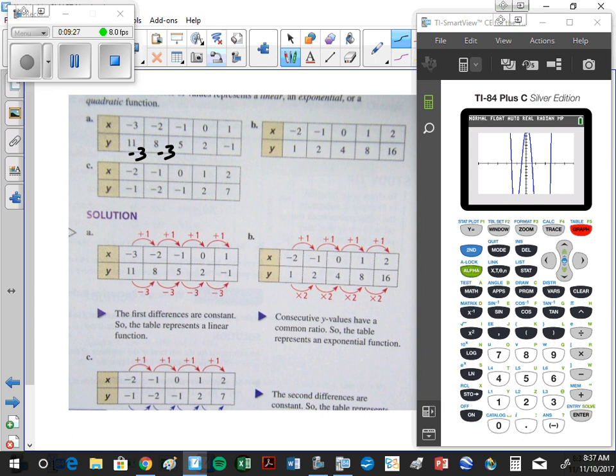No. You have to check all of them to make sure that it's truly linear, because if one of them doesn't work, then it won't be linear. -3 and -3. So this is a linear equation. Okay? Do you see a pattern in B? What's the pattern?